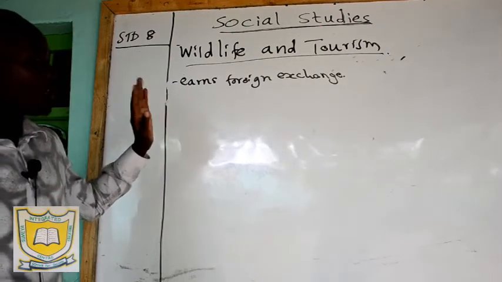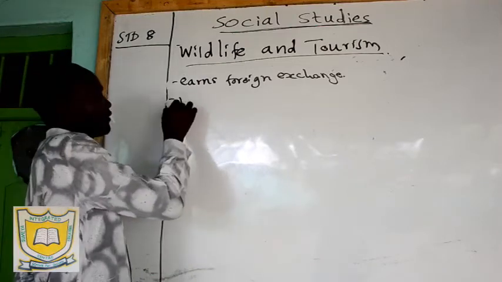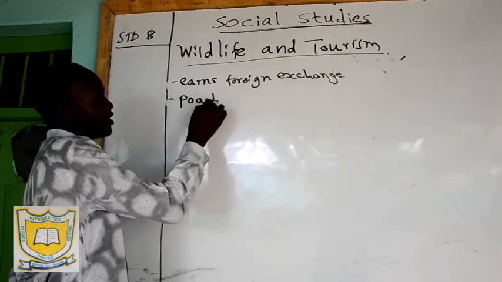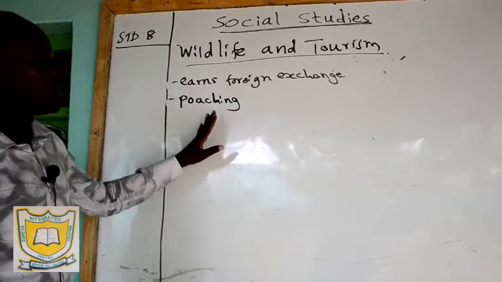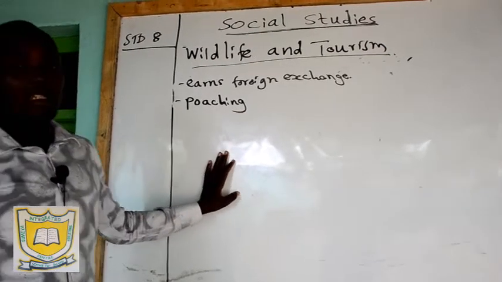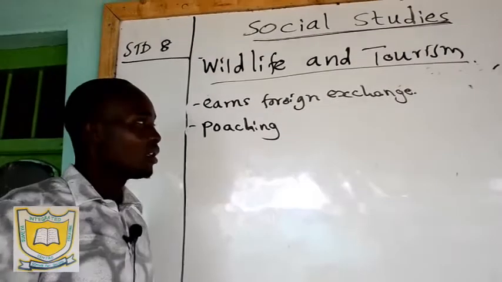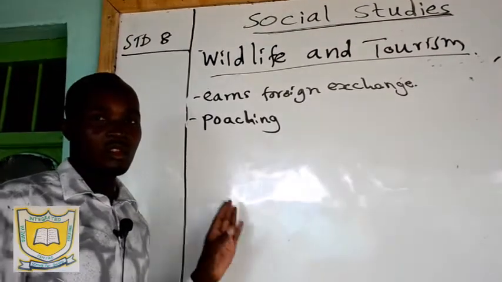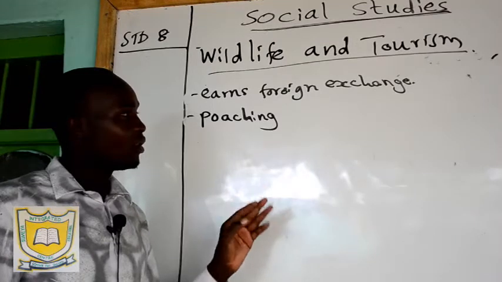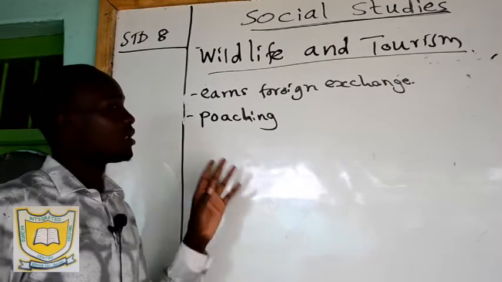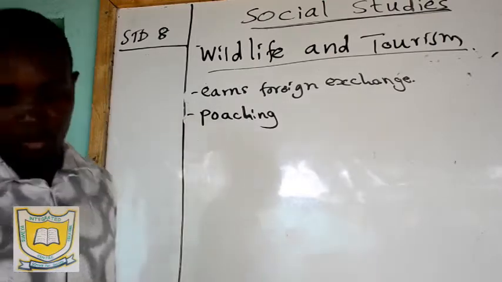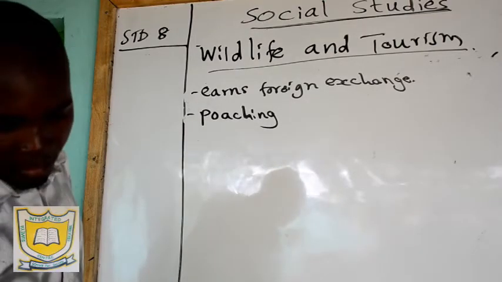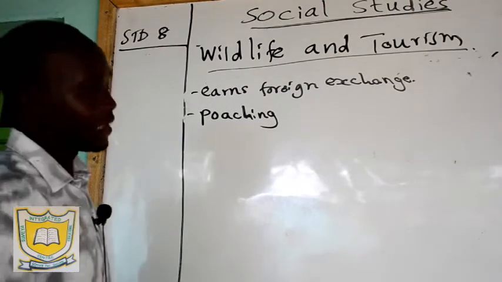Then also here look at the main problem facing wildlife. We have said it is poaching. Poaching is the illegal killing of wild animals, because some people kill the elephant and rhino to take away their tusks and ivory. So those are the horns of elephant and rhino. Some people kill them, but if you are found, then you will be taken to court of law and you will be charged.